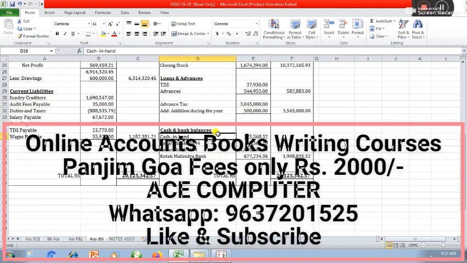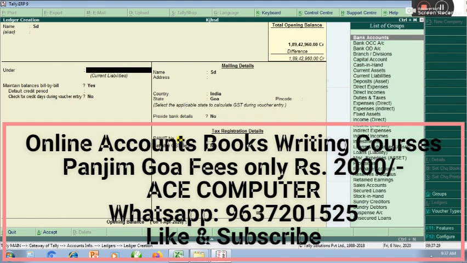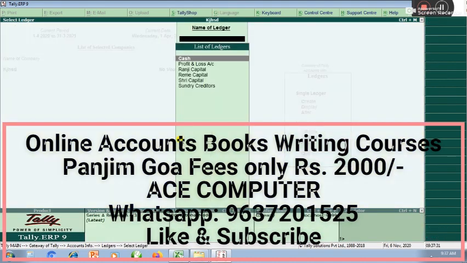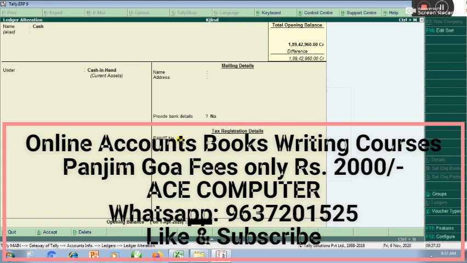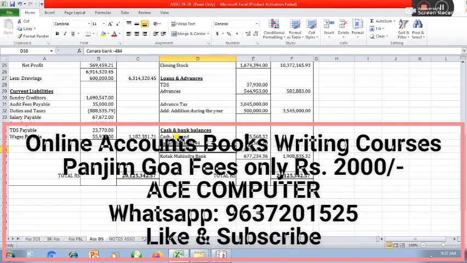About cash and bank balances: cash in hand, and cash at bank, Canara Bank account. You have to create this bank account under bank. Cash will be already there. To enter the opening balance in cash, you have to come out of this and alter cash, then enter the opening balance of cash. Next, Kotak Mahindra. All these you have to create as bank accounts.